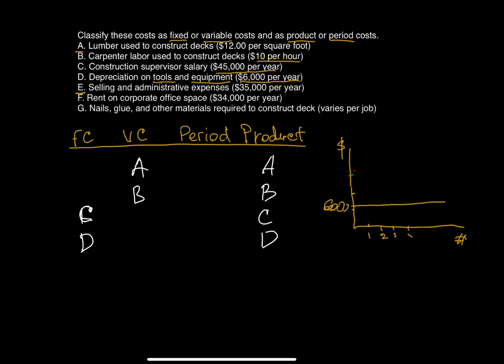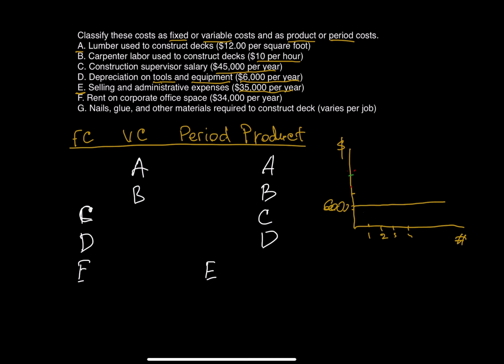Selling and administrative expenses, we're here in the E. Selling and administrative expenses, 35,000 per year. Again, we're talking about fixed costs. Regardless of the number of units, regardless of the output level, we're still going to expense 35,000 per year for selling and administrative expenses. So that means that we have E, fixed costs. In terms of product or period, it is selling and administrative. It means that they're expensed as they are incurred, and that falls under the category of period costs.